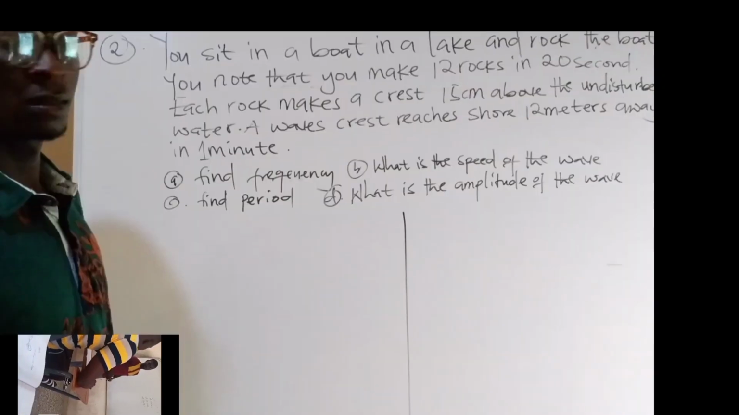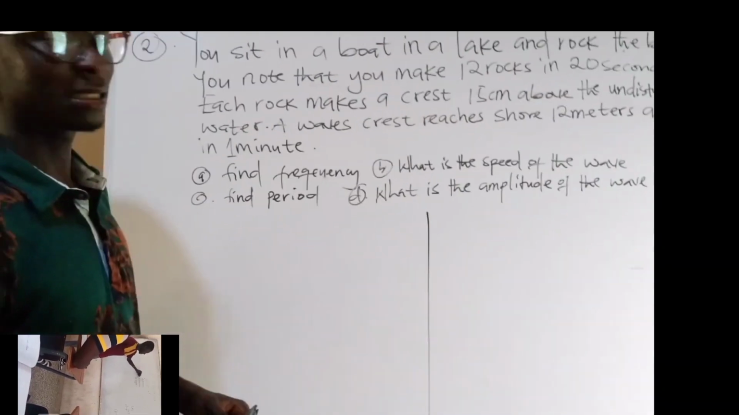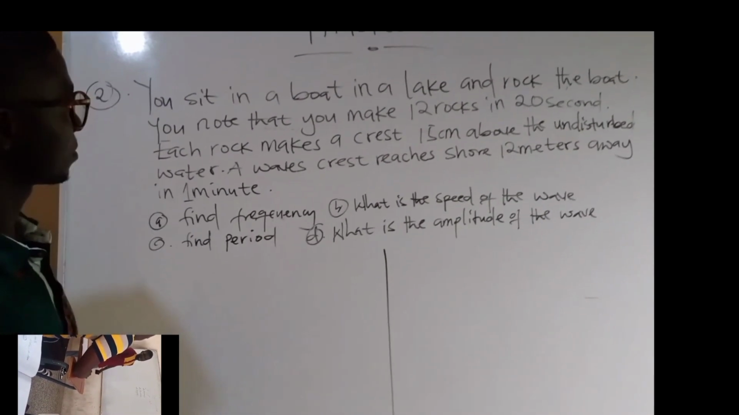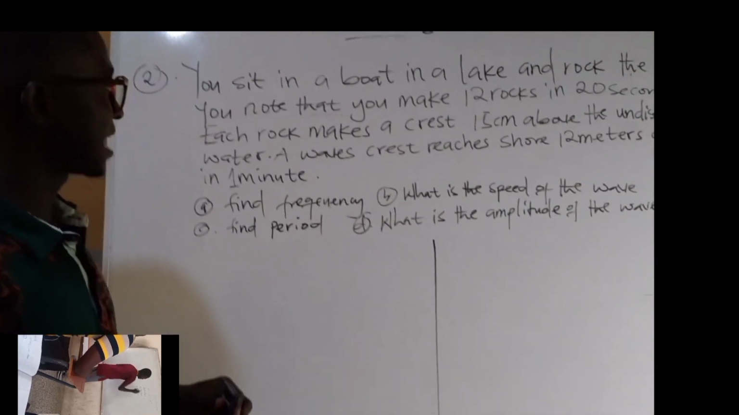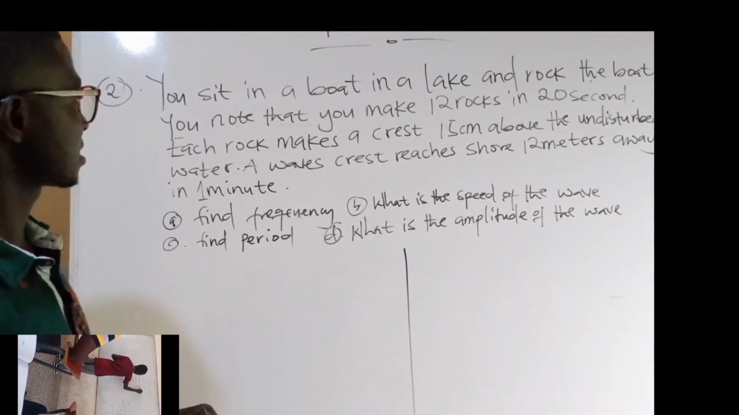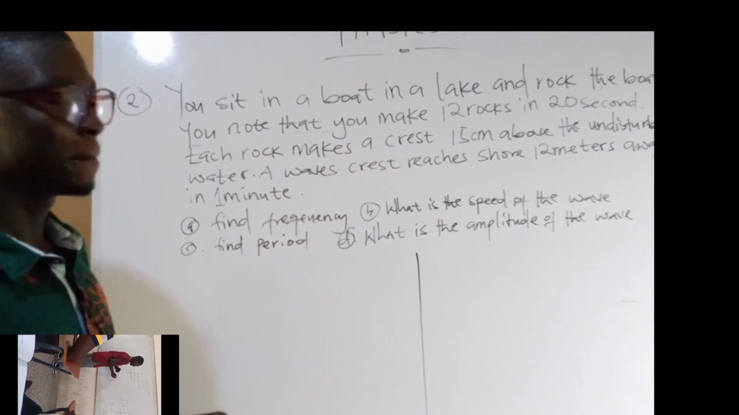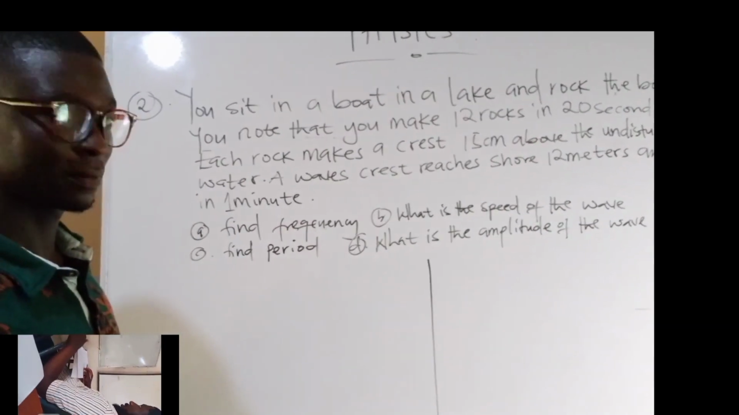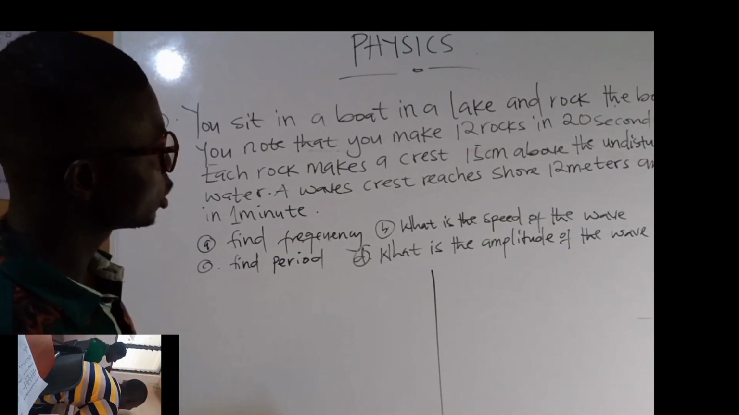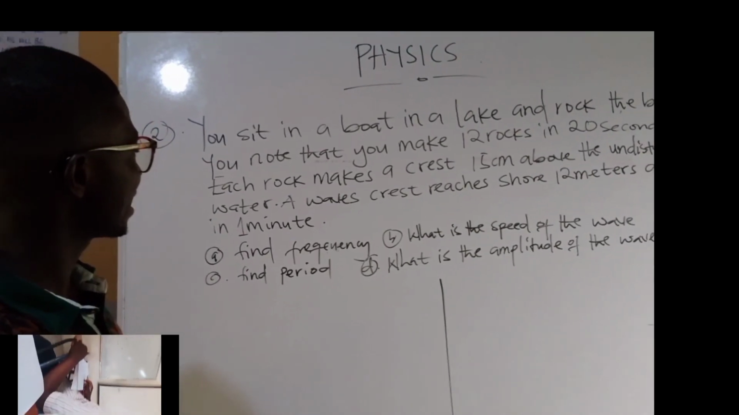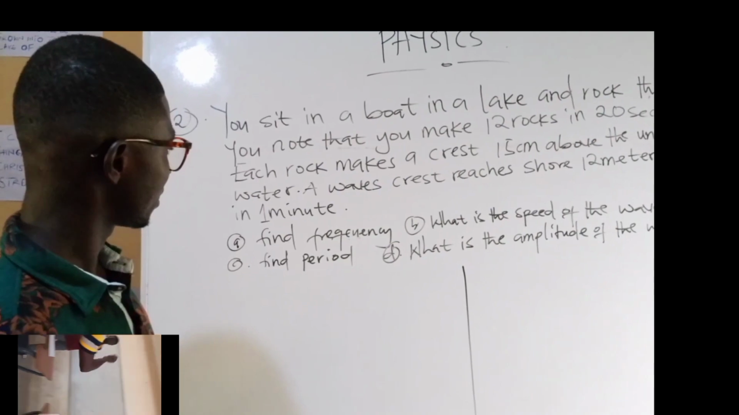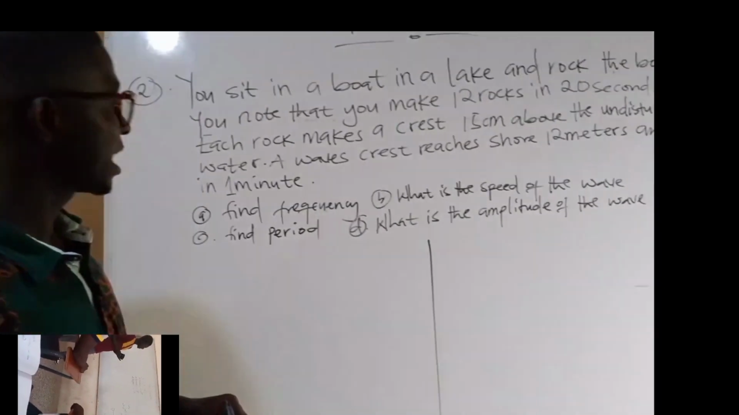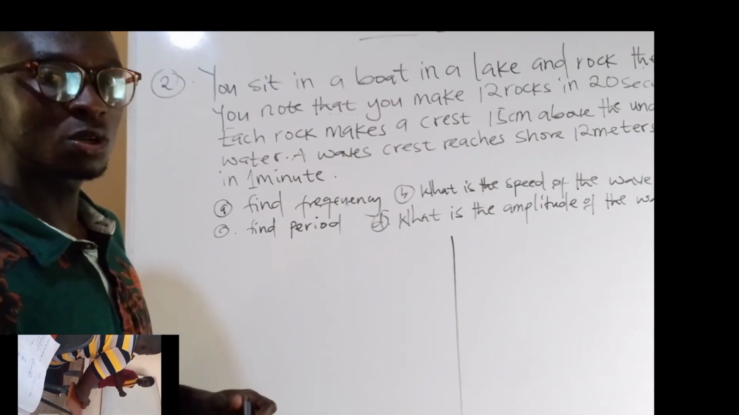divided by 3.2. So the second question of the day reads: you sit in a boat in a lake and rock the boat. You note that you make 12 rocks in 20 seconds. Each rock makes a crest 15 centimeters above the undisturbed water. A wave crest reaches shore 12 meters away in 1 minute. A. Find frequency. B. What is the speed of the wave? C. Find period. D. What is the amplitude of the wave?